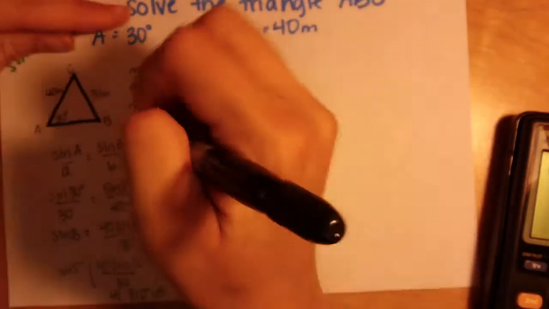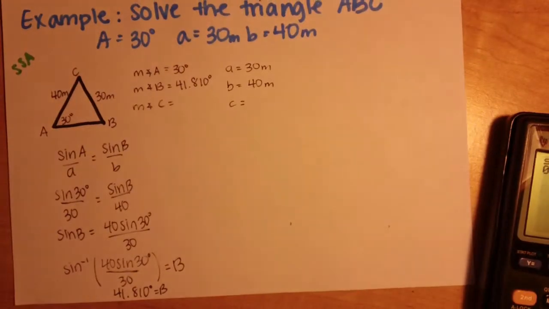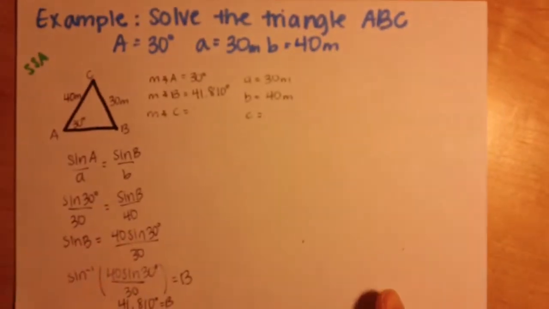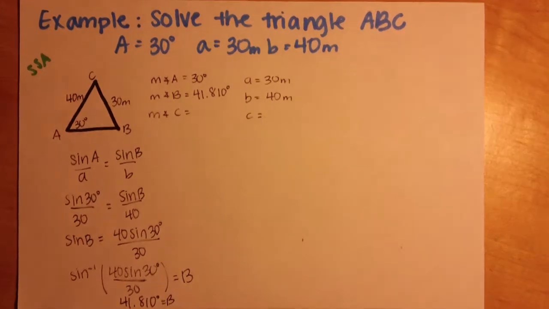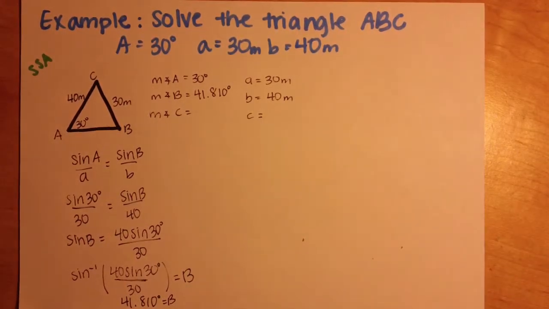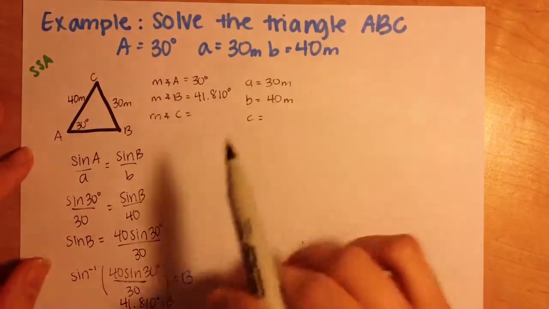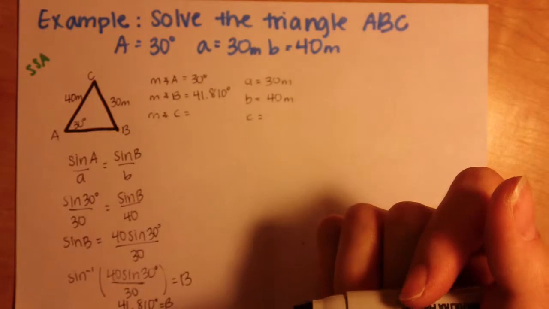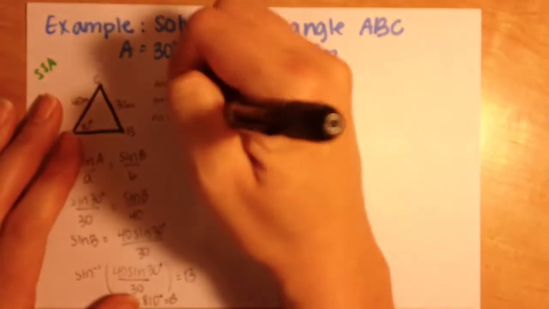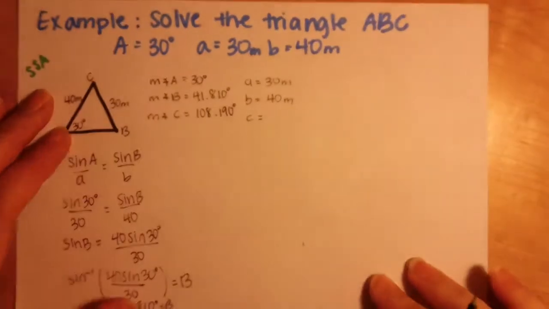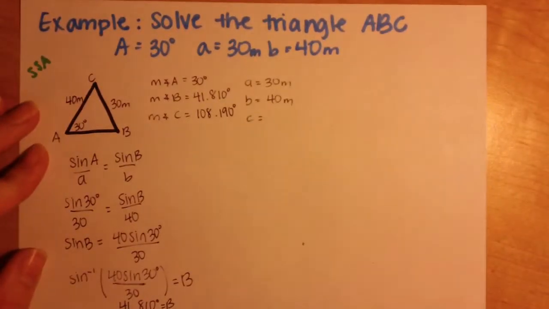That's going to be 180 minus our 30 minus our 41. Okay, sorry about that, the camera died. So where we left off, I was finding the measure of angle C. To find it, we take the 180 degrees of the triangle and subtract the 30 degrees and 41.81 degrees to get our last one. We'll find that angle C is 108.190 degrees. And then we can use this to find our final side.